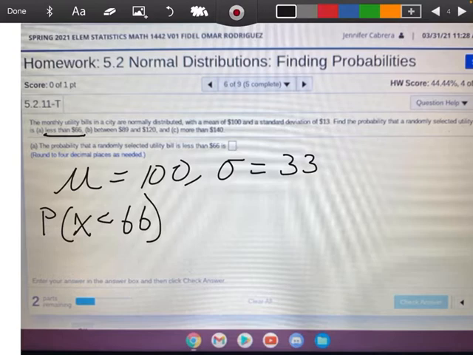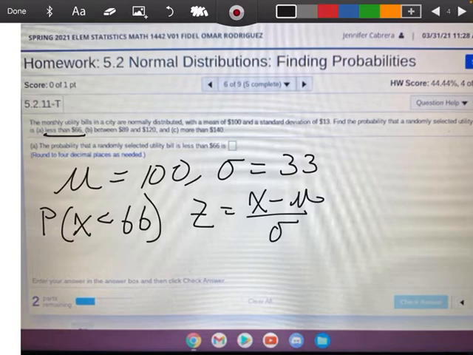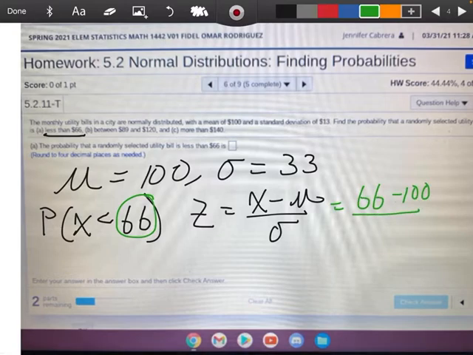So remember, the way I find my z-scores, z is going to be equal to x minus mu over sigma, right? So remember, the mu is my average, my mean, and the sigma is my standard deviation. So in this case, my x number is 66. So I'm going to say 66 minus 100 over 13.